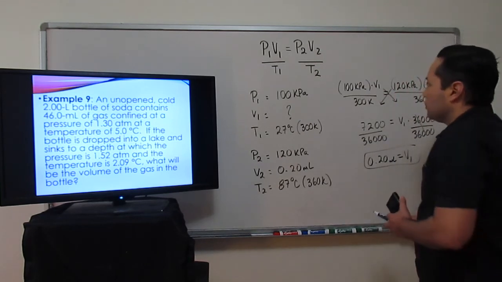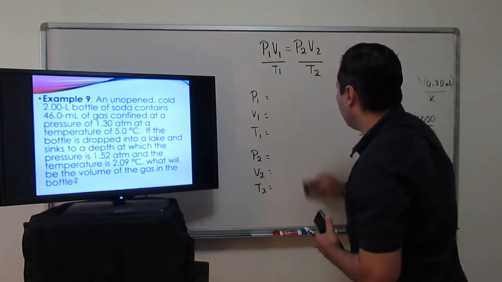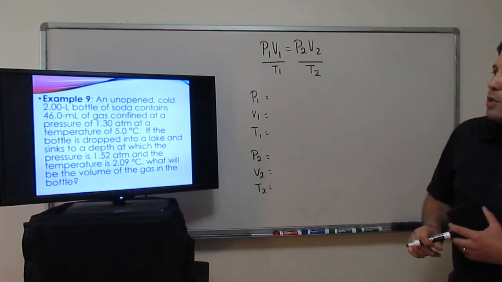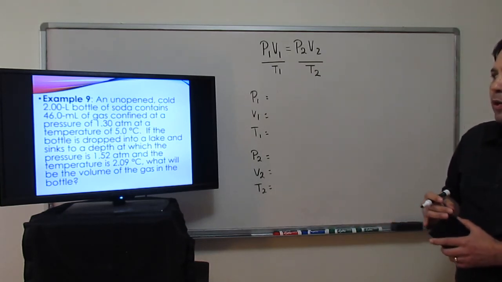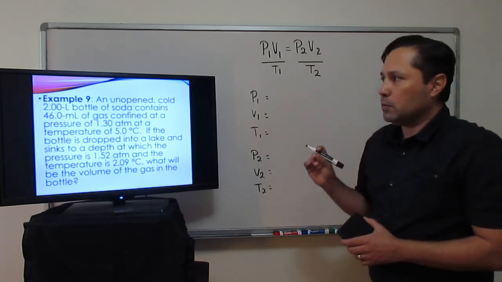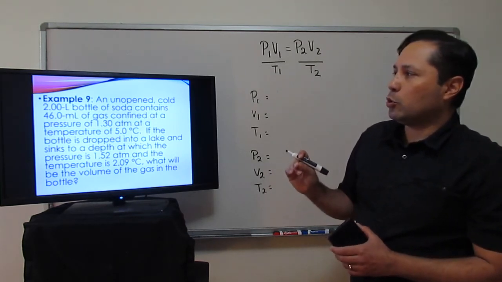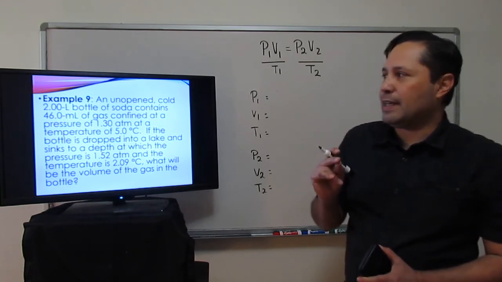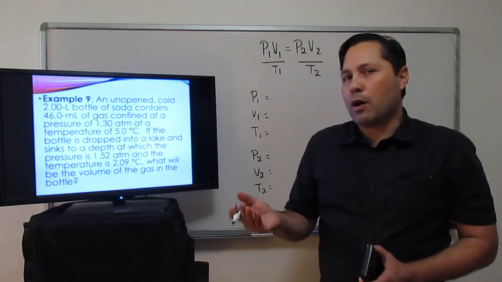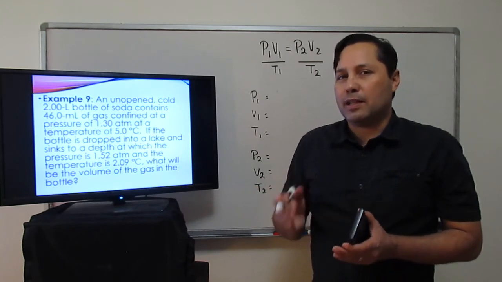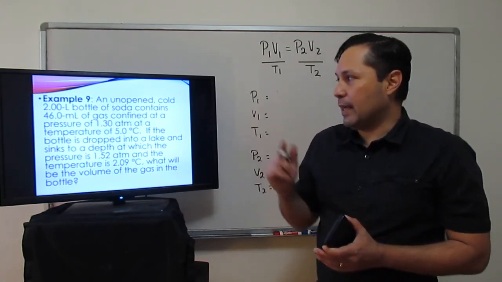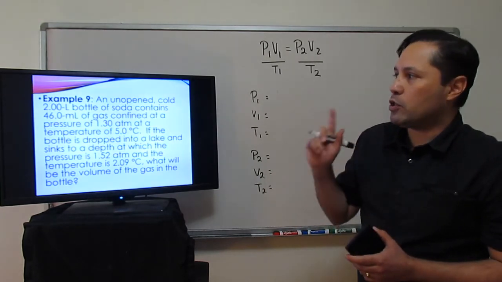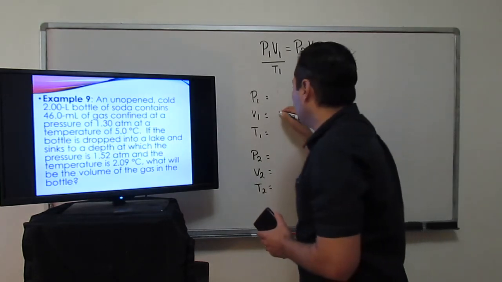Alright, so let's go ahead and solve this problem. Let's write down everything we do know. Now, the bottle is a 2-liter bottle of soda, but that's going to be irrelevant. What we care about really is the gas, because the soda is a liquid, and liquids do not get compressed, but the gas is. So it is the volume of the gas that we're interested in here, which is 46 milliliters.